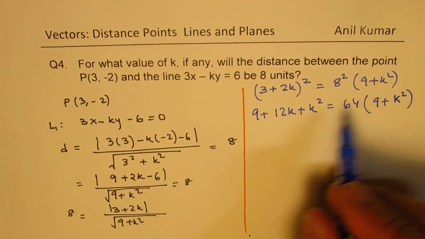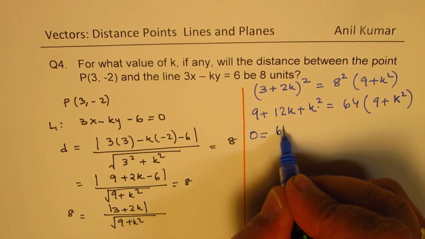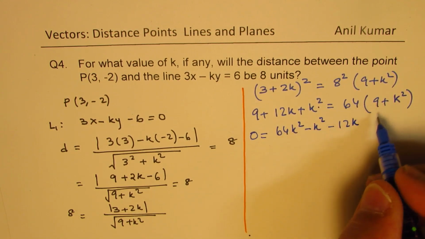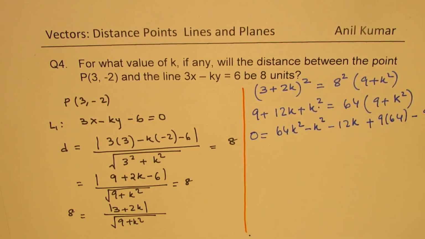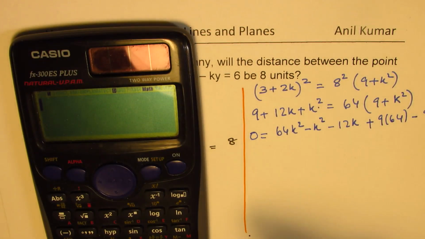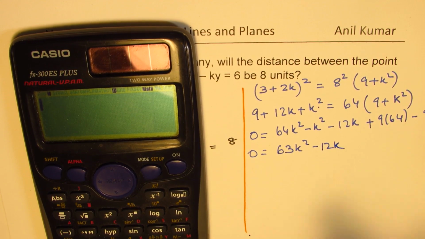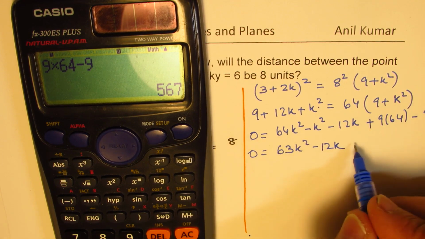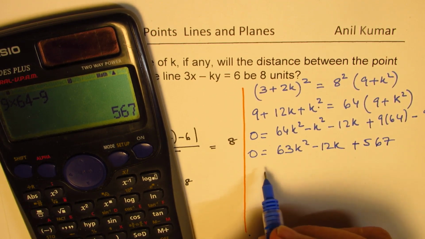Let's bring all the terms together. So we have 0 equals, bringing k to the right side, 64k square minus this k square, minus 12k. The constant here is 9 times 64 minus 9. Okay, so we'll need to use a calculator to find the value of k. So this is basically 63k square minus 12k, and then we have 9 times 64 minus 9, which is plus 567. Now to find the value of k, we can use the quadratic formula.